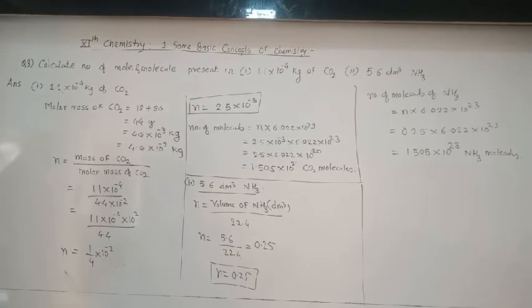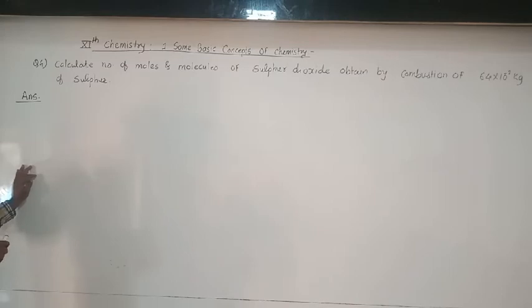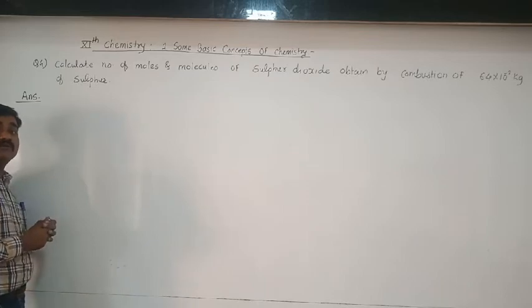Write down properly. Starting with numerical number 4. Calculate the number of moles and molecules of sulfur dioxide obtained by combustion of 6.4 into 10 raised to minus 2 kilogram of sulfur.